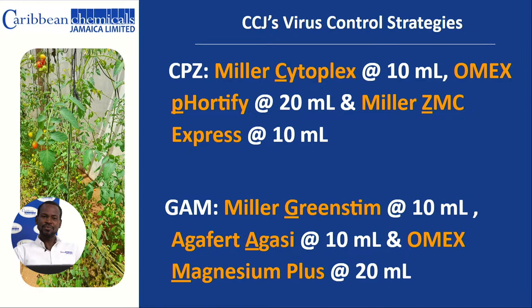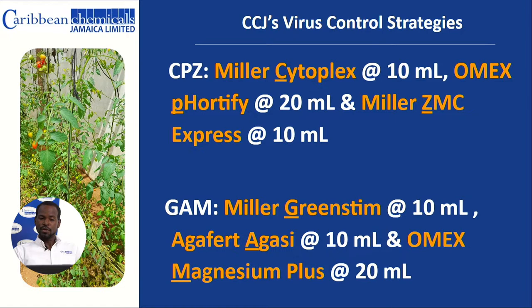One of the first products would be your Cytoplex, and we use that at 10 ml per gallon, followed by Omex Fortify, which you use at 20 ml per gallon. And the last product in that mix is your ZMC Express, which you use at 10 ml per 3.8 liters, per gallon of water, right? That is the first strategy, followed by the second strategy, which would have?